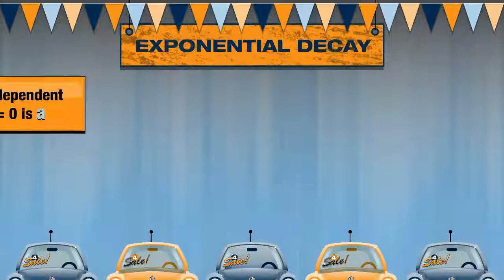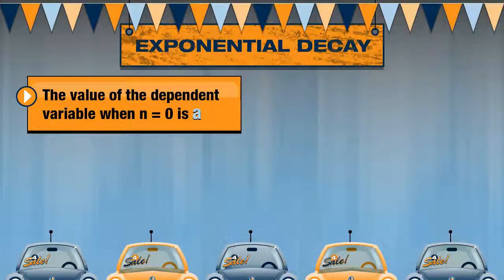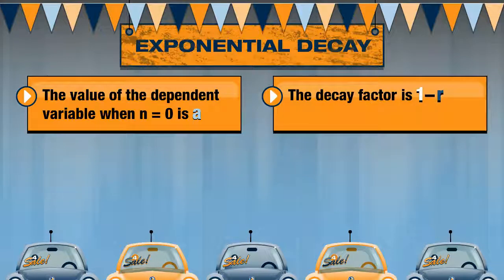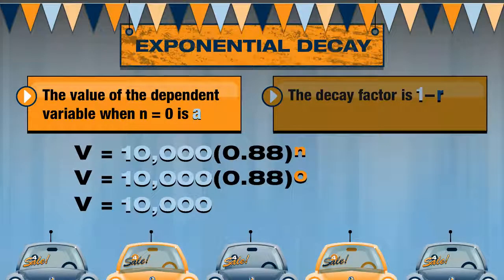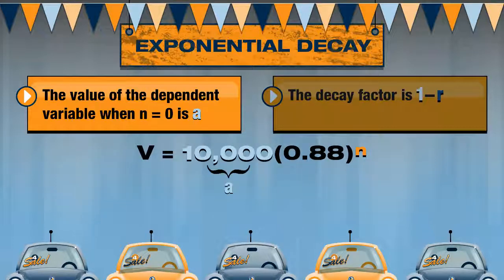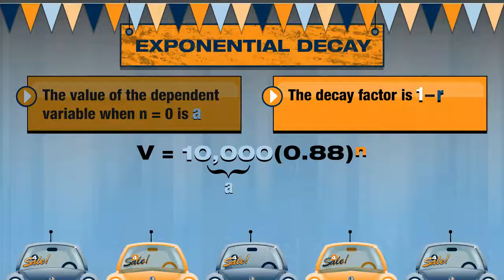Now, we're talking cars today. But we can calculate decay for any situation if we can identify just two important values. The value of the dependent variable when n equals 0, which is a, and the decay factor, which is 1 minus r. Why don't we try identifying these two special values in our equation? Remember, a is the value of the dependent variable when n equals 0. Notice in our equation, this value, a, is 10,000. The second important value is the decay factor. In our example, the decay factor is 88 hundredths. This is 1 minus the decay rate, r.